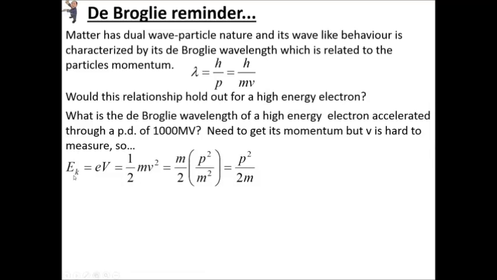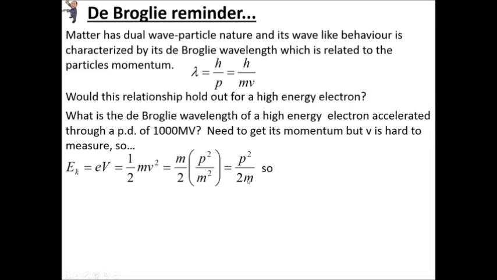So here we go, here's some maths. The kinetic energy of the electron is going to be eV, the charge on the electron multiplied by the accelerating voltage, and that's going to be equal to half mv squared. So let's mess around with half mv squared. I've moved the m over the 2, so it's m over 2 times v squared, and I've replaced v squared with p squared over m squared, p being the momentum, m being the mass. So now m over 2 multiplied by p squared over m squared. All I'm now going to do is cancel one of these m's, because that m will cancel with one of the m squareds. So I'm going to end up with p squared over 2m.